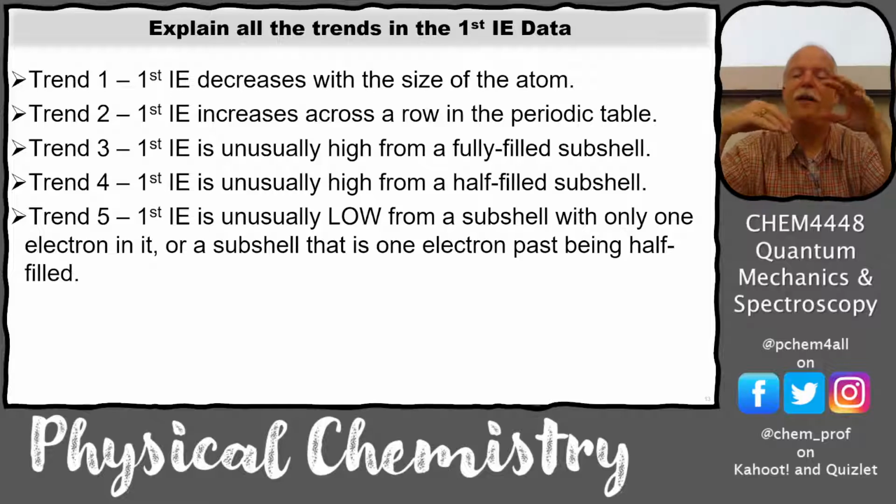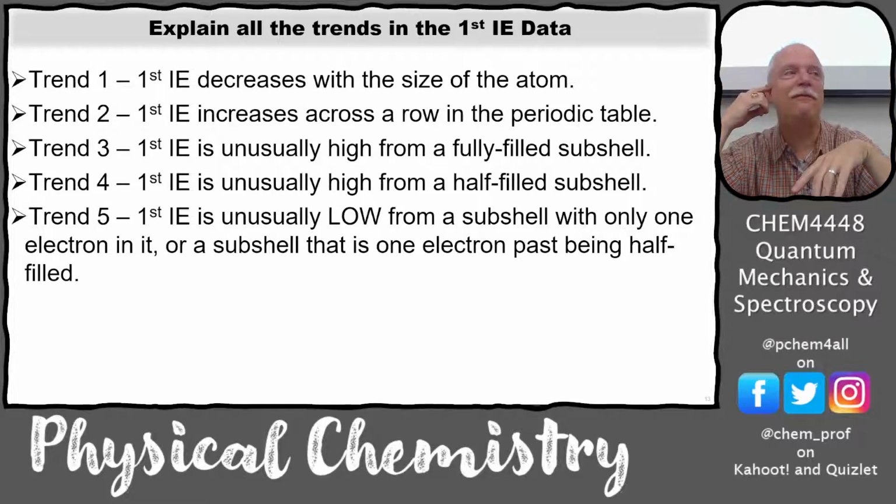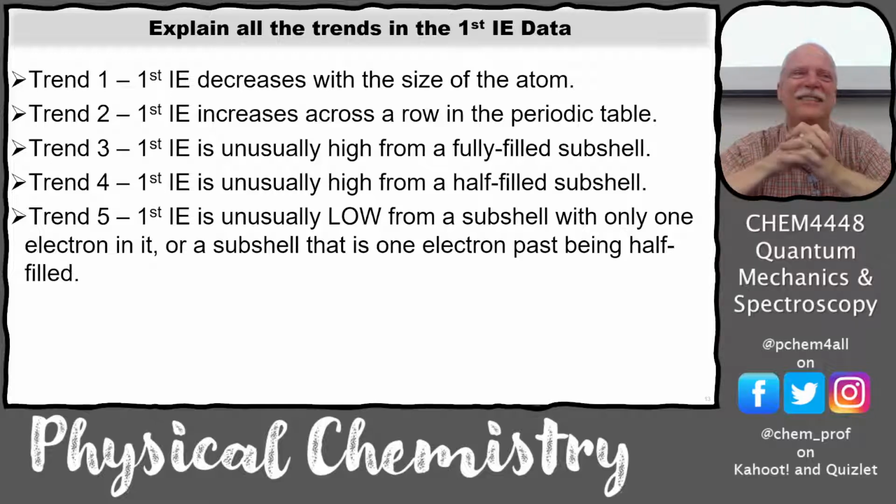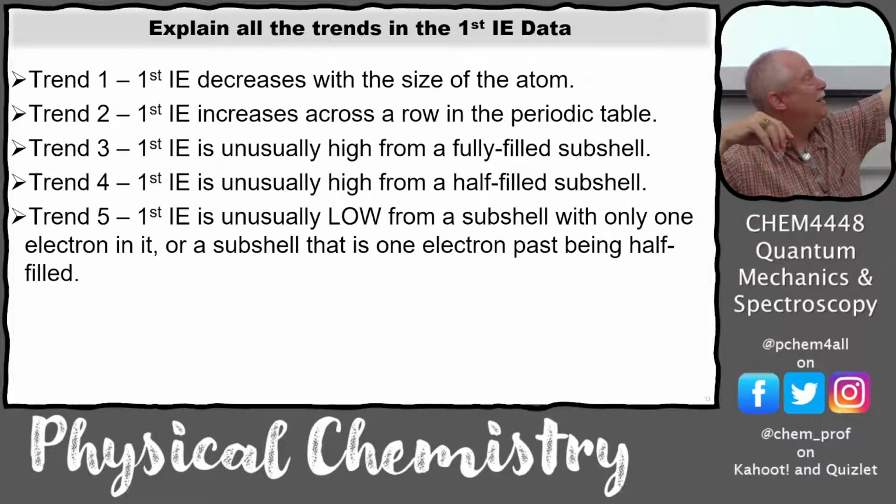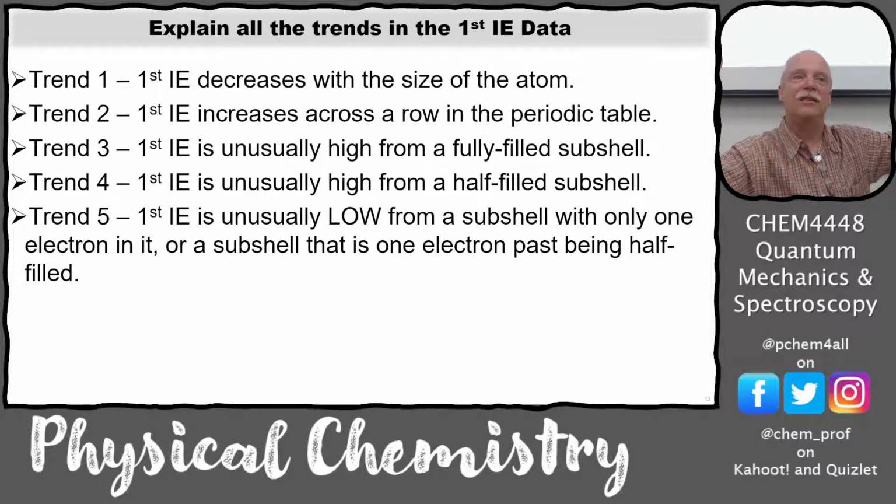What about the one electron past half filled? That's a really weird situation, but we figured out the half filled ones. What's the next column over? Yeah, so iron. Little easier. Iron should be a little easier to ionize than manganese, because if I ionize iron, then I have the manganese electron cloud.